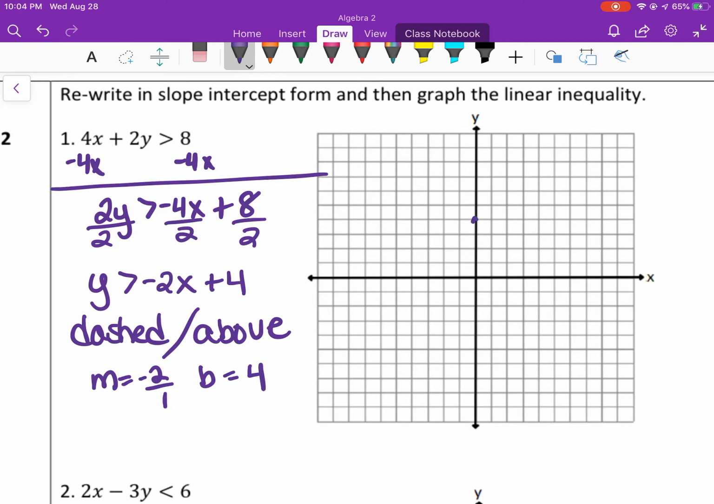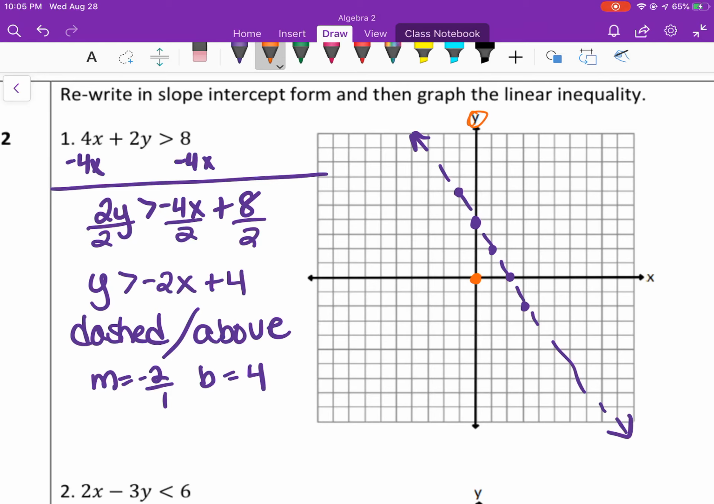We're going to go up to 4, slope of negative 2, so down 2 over 1, down 2, right 1, down 2, right 1, or you can go up 2, left 1. It's going to be a dashed line this time. And since the y is greater than the line and y is right here, so greater than is above, but you can still test it.